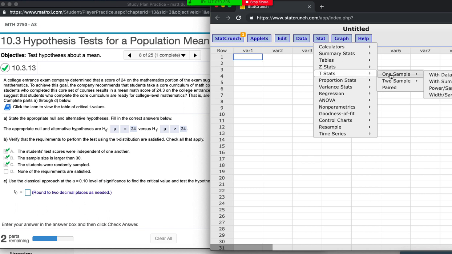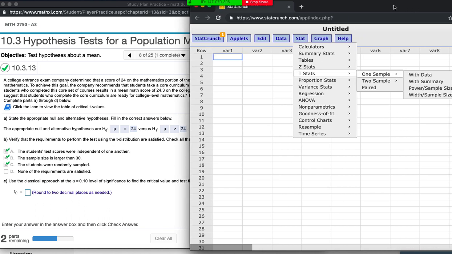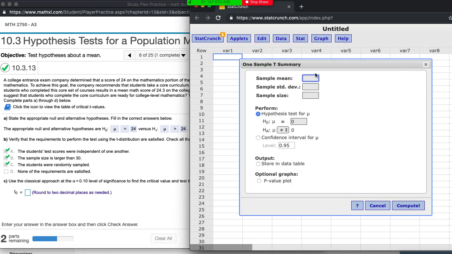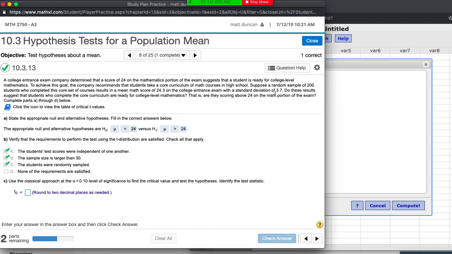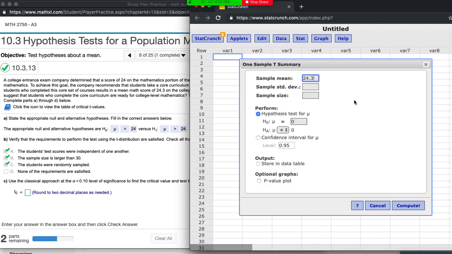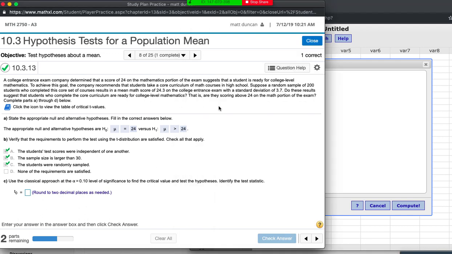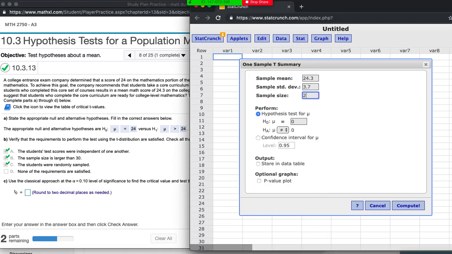One sample, we have summary. Sorry, that's barely fitting on the screen. Summary. And then they tell us 24.3. I don't quite remember the standard deviation. 3.7. And we have how many people? 200 people, right? 200 people. The null was 24. We're talking about greater than.